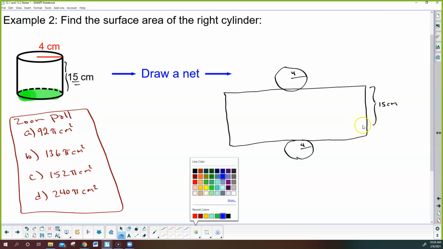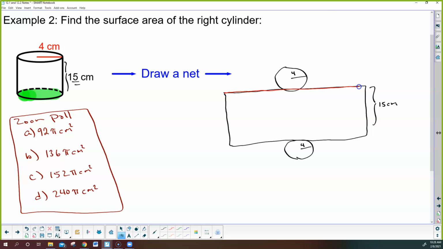And I want to find it by knowing this length. So my question to you is, what is this length right here in red? The circumference of the circle. Perfect. Awesome. Thank you. That is the circumference, right?